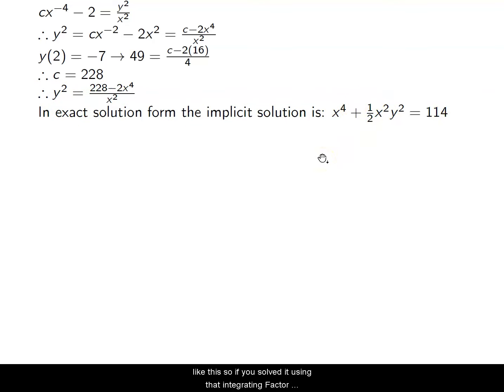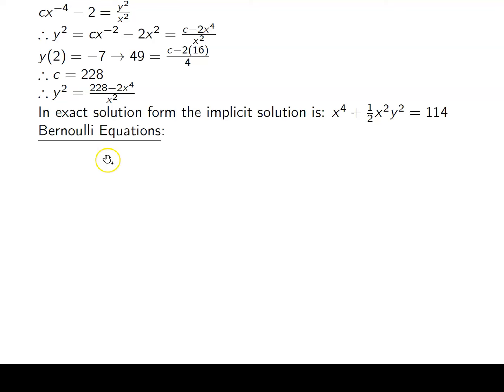So if you solved it using that integrating factor at the very beginning, as I told you before, to kind of do on your own, this should be the solution that you got, or maybe 2x to the fourth plus x squared y squared is 228. That would have been okay as well, right? But ideally you have some function equals a constant in your exact solution form, right? So there we go. Okay.